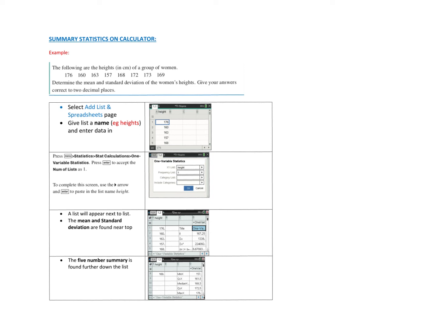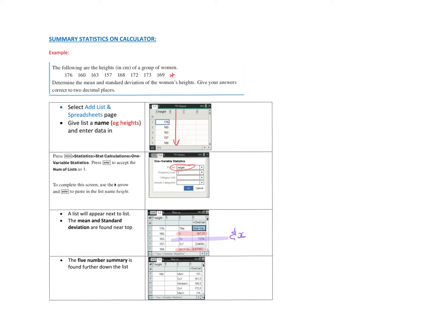So you have your list of data. You go to lists and spreadsheets. You label your list and you enter your list in, and then you press menu, statistics, stat calcs, one variable. You then select the list that you want, and you'll get the following statistics. So here you can see is the mean. Down here is Sx. Now, as I told you before, you can see here there's mention of the sum of x. So you can have those values.